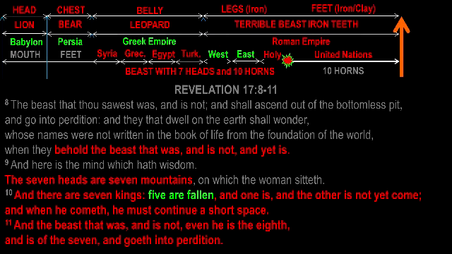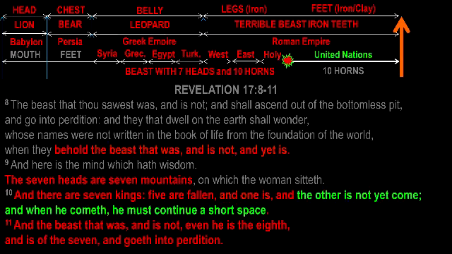So the 5 that are fallen are the lion, the bear, the leopard, the Western Roman Empire, and the Eastern Roman Empire. The one that is refers to the Holy Roman Empire, which was wounded in 1870. It seemed as though it was wounded to death. In fact, no one thinks that it's existing today, but it is. The Holy Roman Empire was removed in 1870, but was restored in 1929 with the creation of Vatican City.